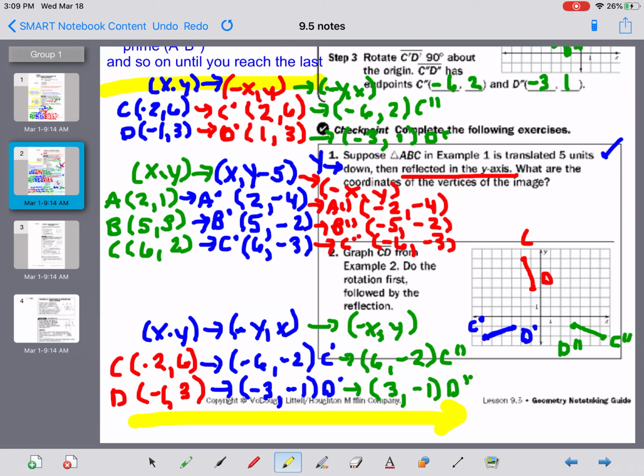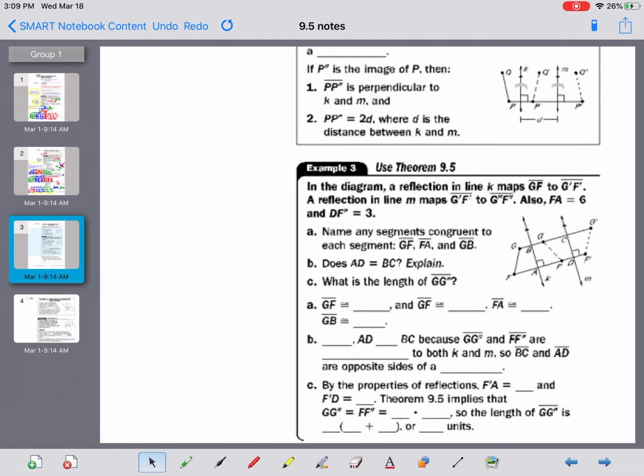Let's move on to page 3. So we start page 3 with a theorem up at the top.